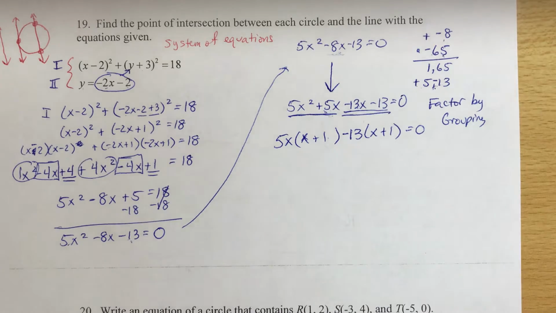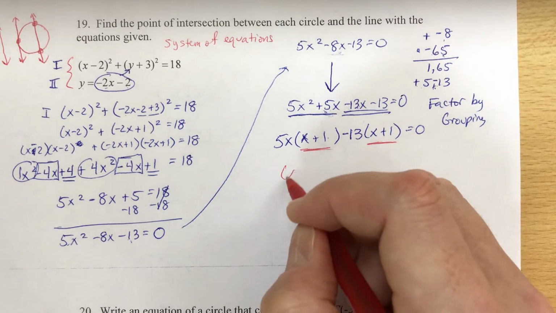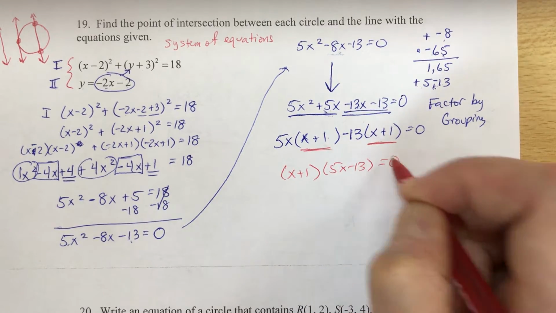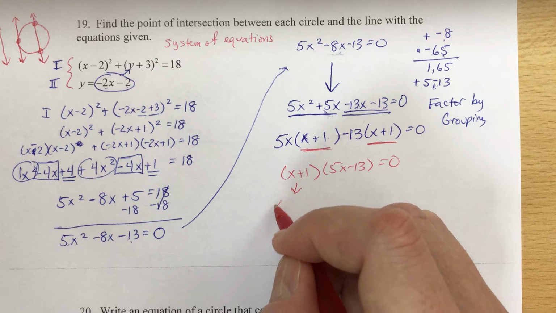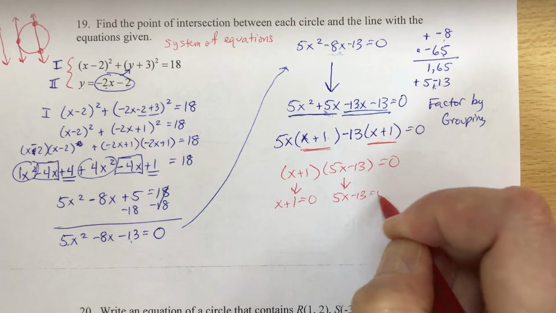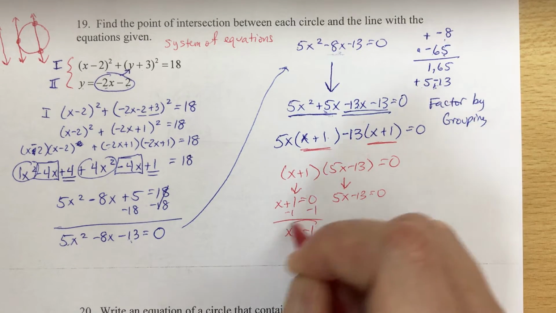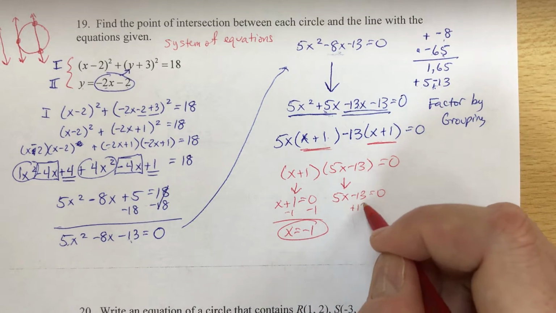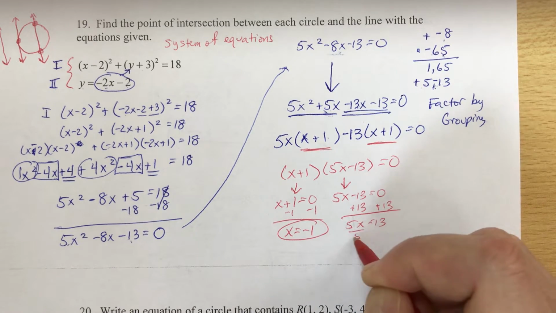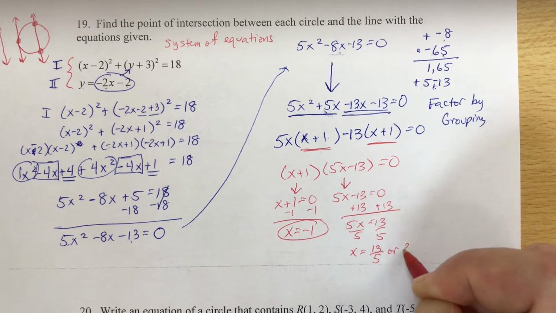Now both of these terms have this factor, x plus 1, so I'm going to factor that out and get 5x minus 13 left over. And so what I do, I set each factor equal to 0, and I solve it. I would go minus 1, so x equals negative 1, and then plus 13 plus 13. 5x is 13, divide by 5. X equals 13 over 5, or 2.6.